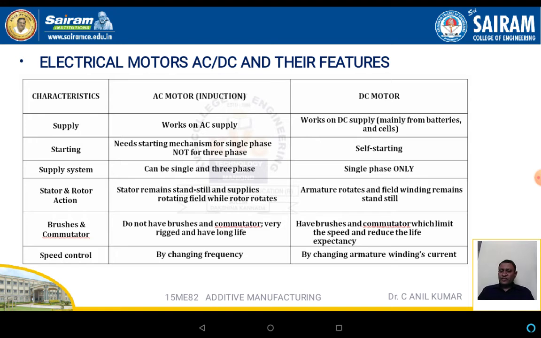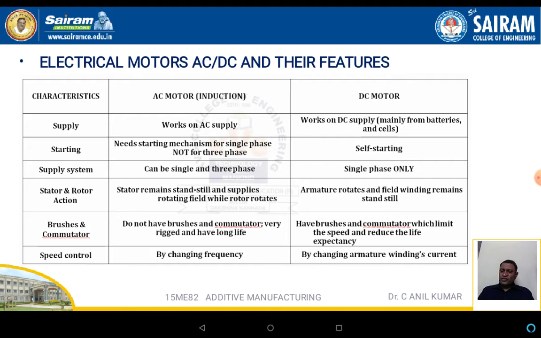Next, the supplying system. The supplying system in the case of the DC motors can be a single phase only, and in the AC case it can be a single phase and three phase also. The stator and rotor action. In the case of the AC motor, the stator remains standstill and supplies the rotating field while the rotor rotates. The armature rotates and the field winding remains standstill in the case of the DC motor.